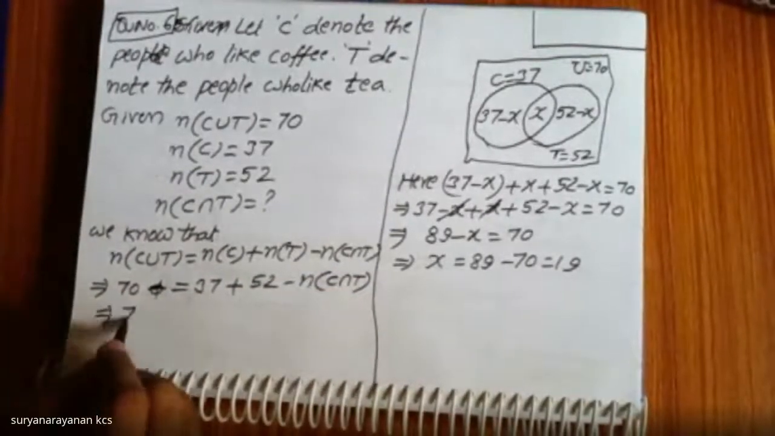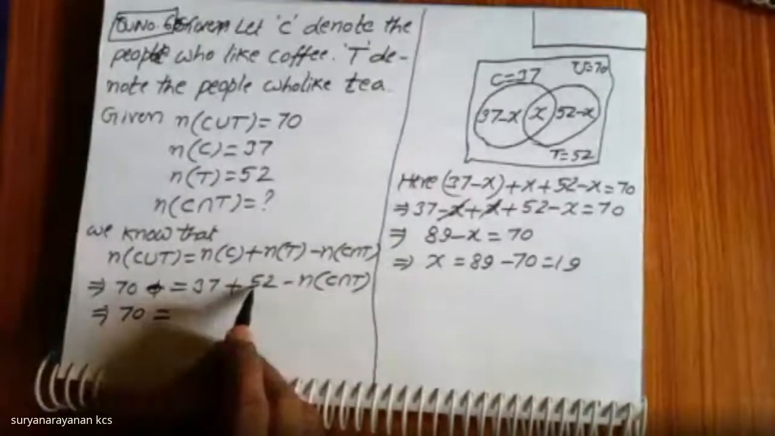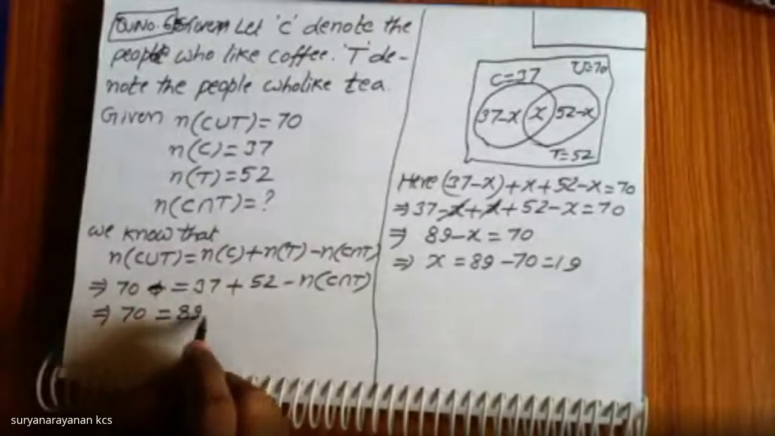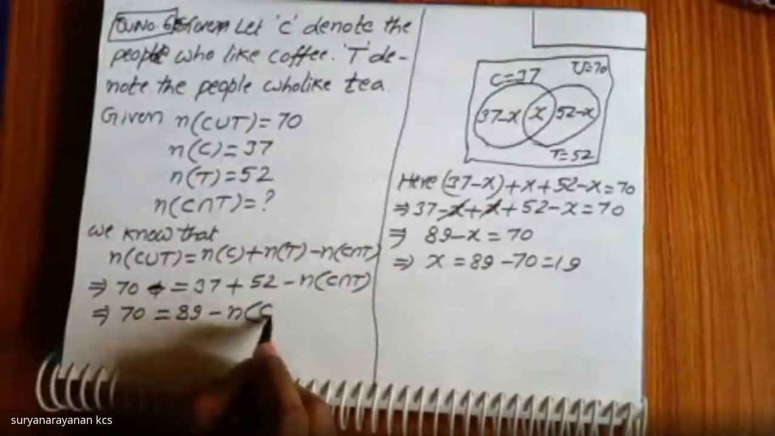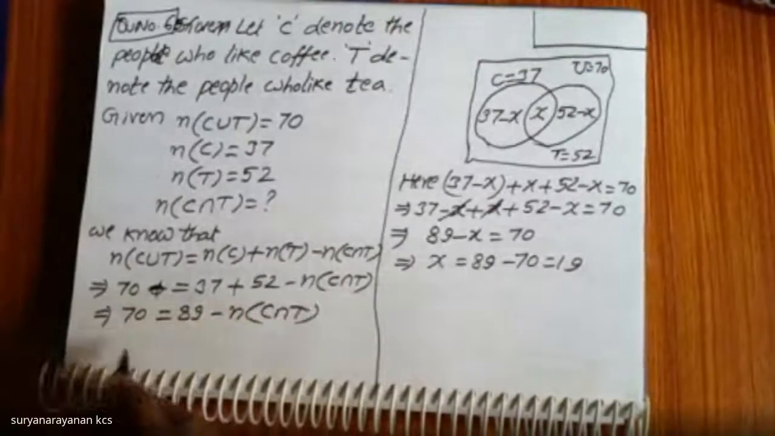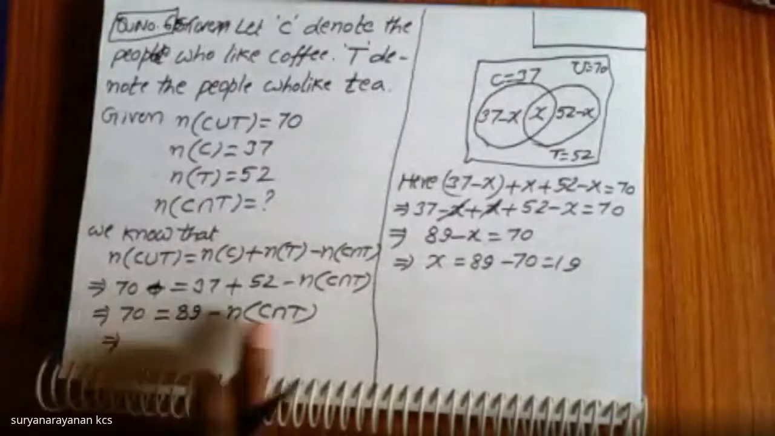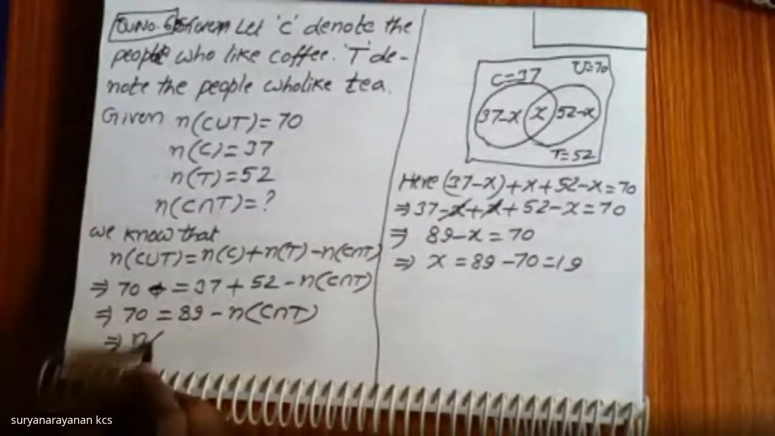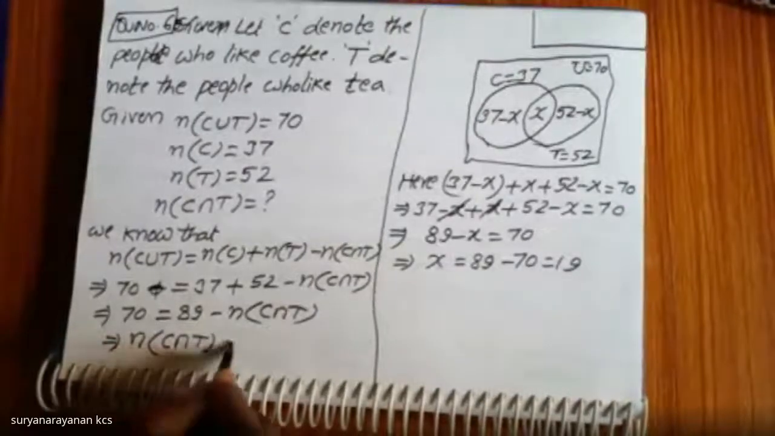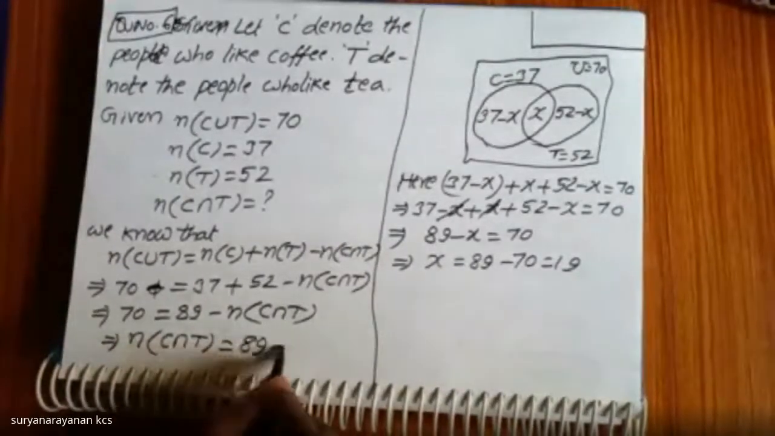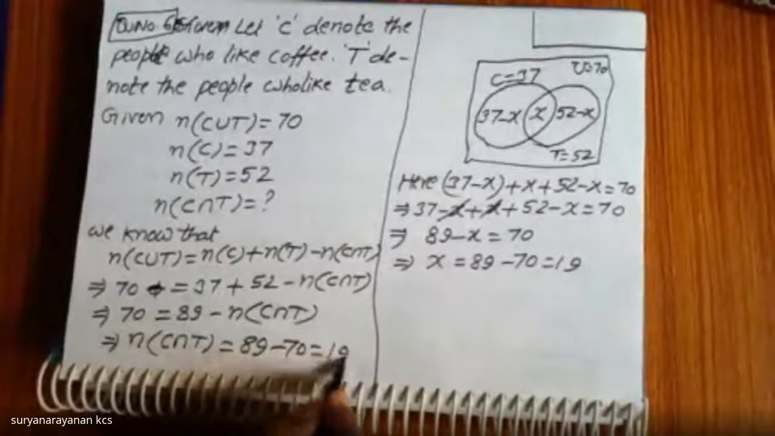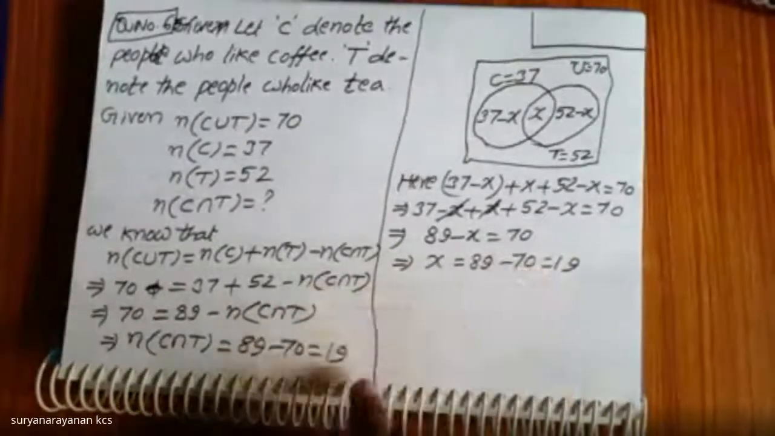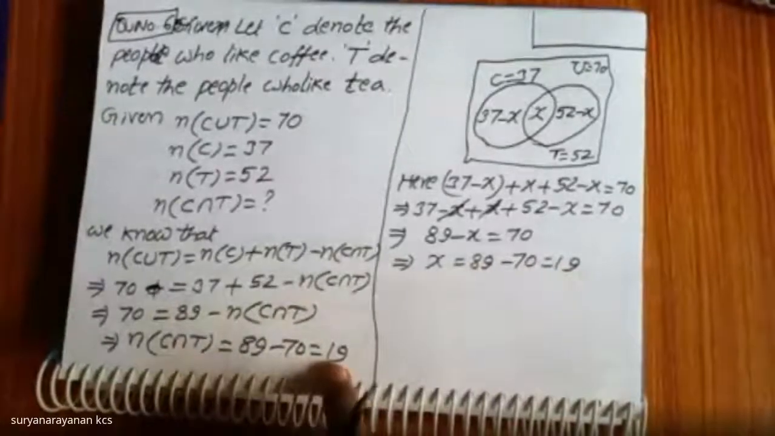This implies 70 is equal to, what you will get here? 89. 89 minus N of C intersection T. This implies, by transposing the terms, we get N of C intersection T is equal to 89 minus 70, that is equal to 19. In both cases, in both methods, you get the same answer.